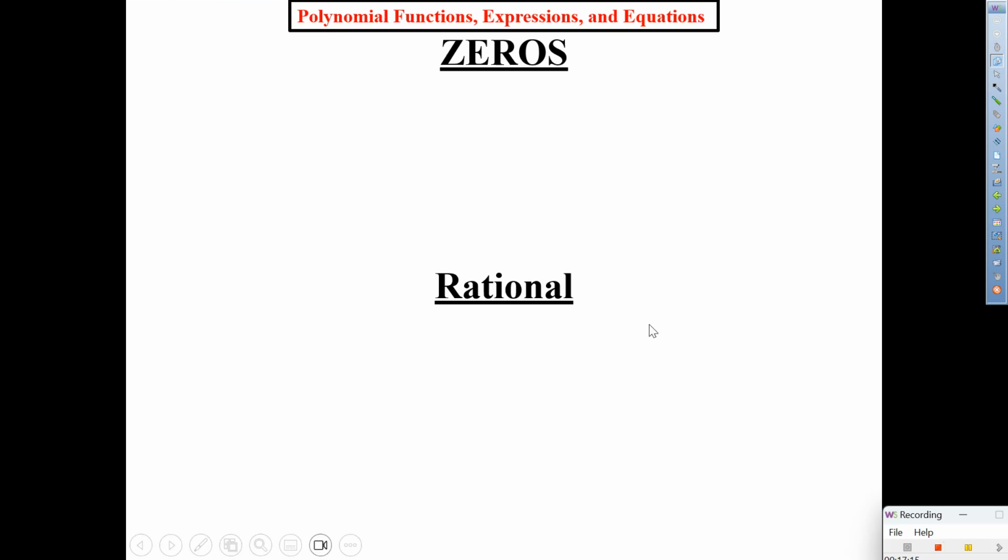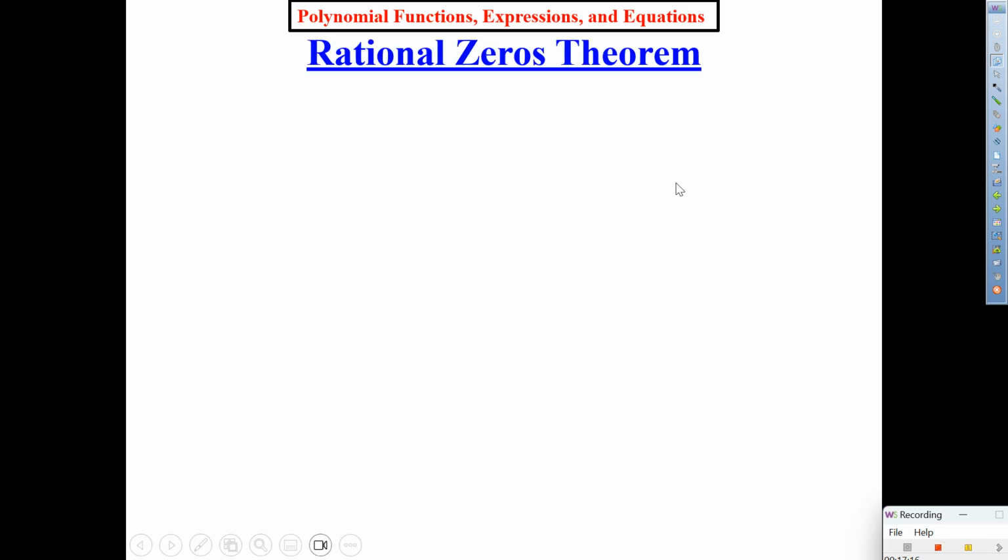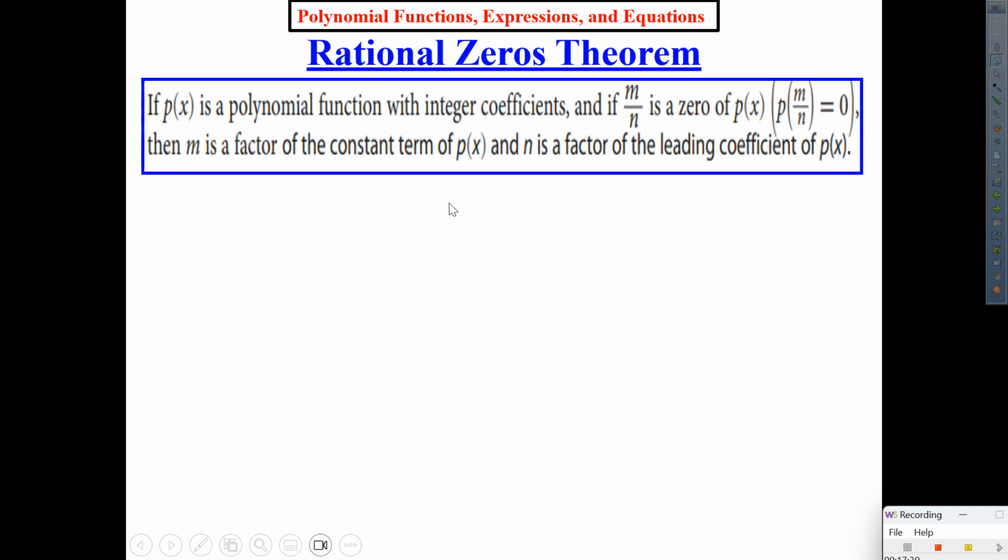All right. So with that said, writing utensils down again. Here goes a theorem that we're going to be working with today. Don't copy the theorem. It's very wordy. I'll give that theorem in my own words. Rational zeros theorem: if p of x is a polynomial function with integer coefficients, and if m over n is a zero of p of x, then m is a factor of the constant term of p of x, and n is a factor of the leading coefficient. Everybody got that?